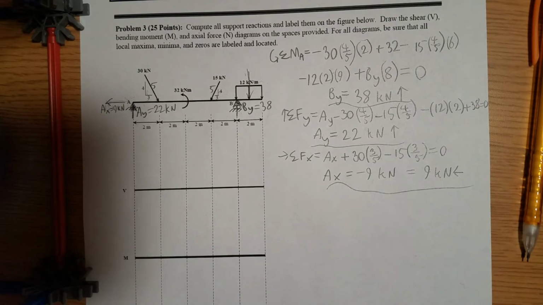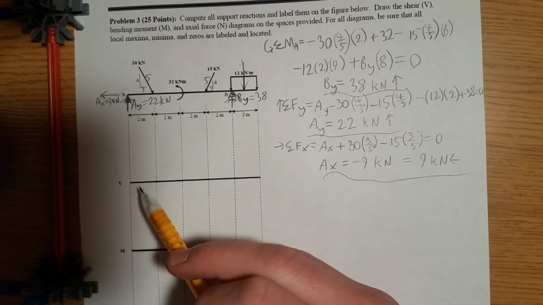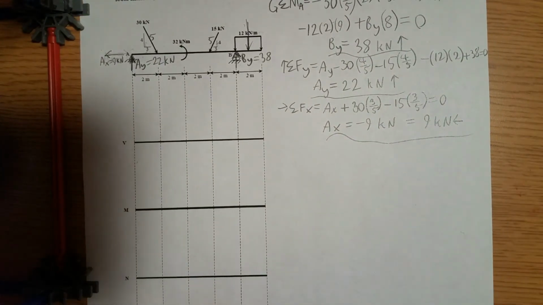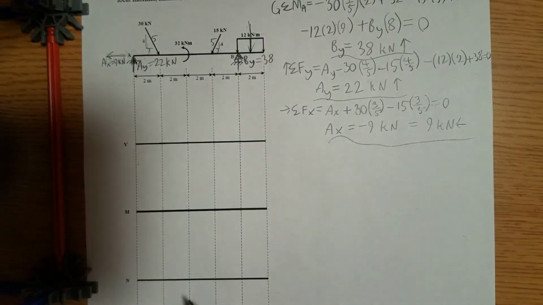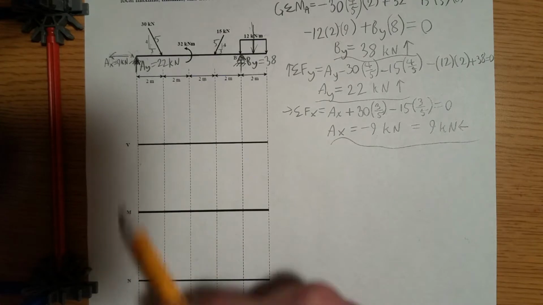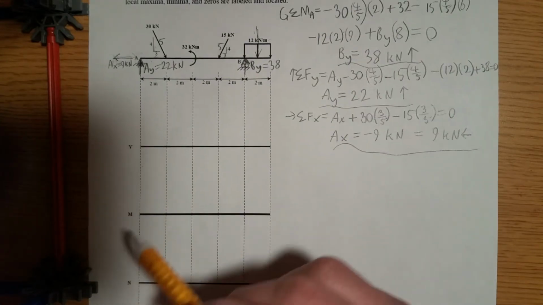So knowing that, this is where we get into the fun part where we actually draw our diagrams. Drawing our diagrams is just knowing how the relationships work between this all the way down. First things first, they give us what each of these is. We've got shear, moment, and normal.